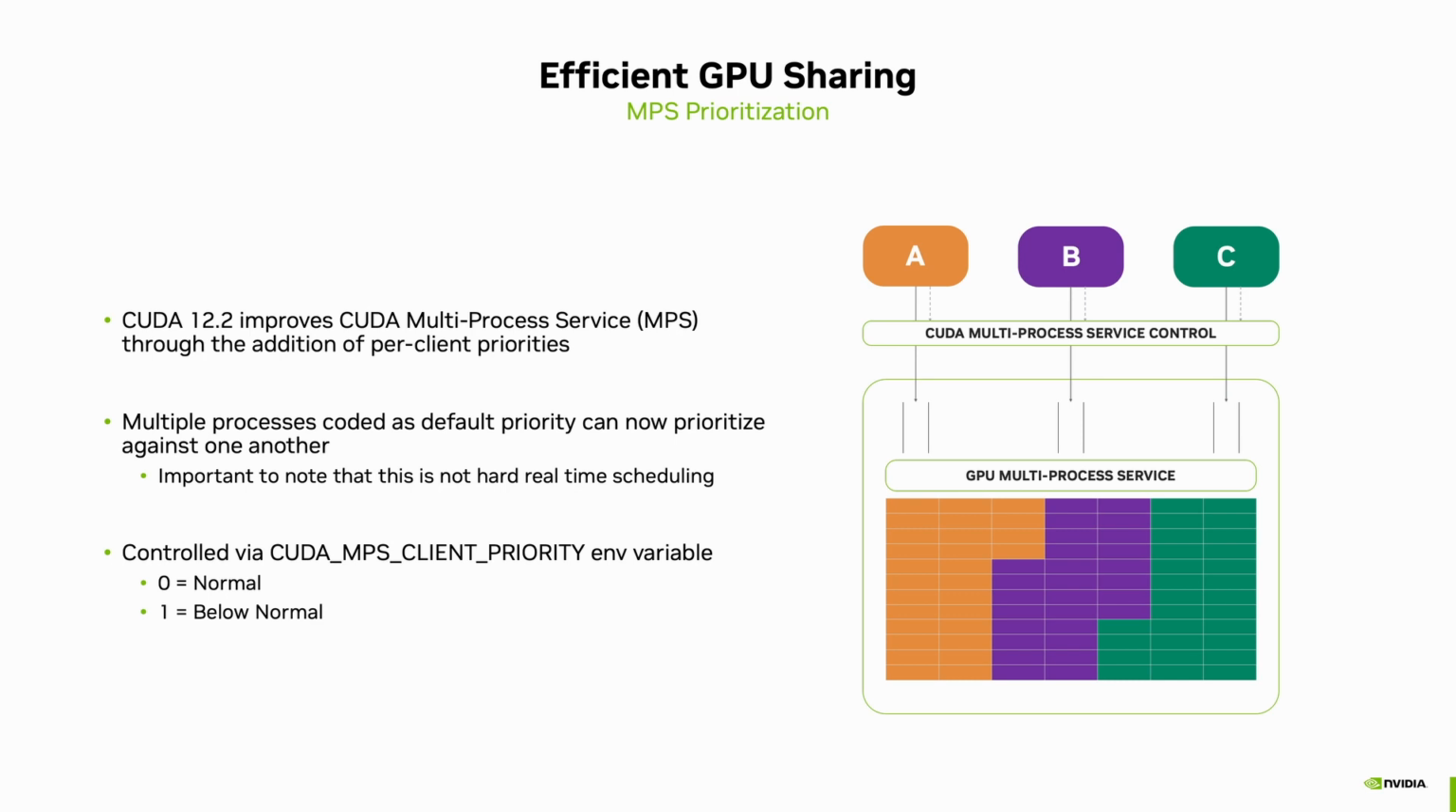So again, this is not real-time scheduling. We're not going to preempt an application and kick it off the GPU or anything like that. But when the runtime is looking for what to run next, we'll pick from the normal priority application kernels first before picking from the lower priority kernels.